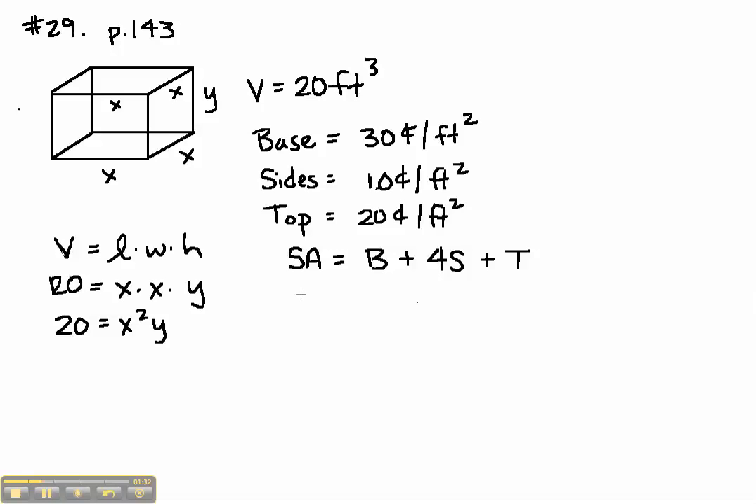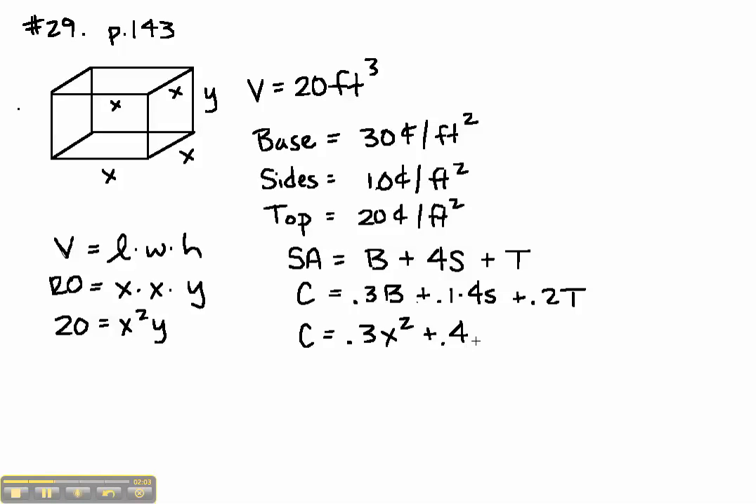And in terms of the cost, I'm writing C for cost. The base costs 30 cents per feet squared. The side is 10 cents per feet squared, and the top is 20 cents per feet squared. Now the area of the base is length times width, or x times x, which is x squared. The area of each side is length times width, which is xy. And the area for the top is x times x, or x squared.